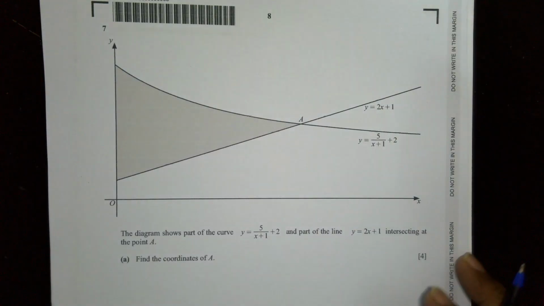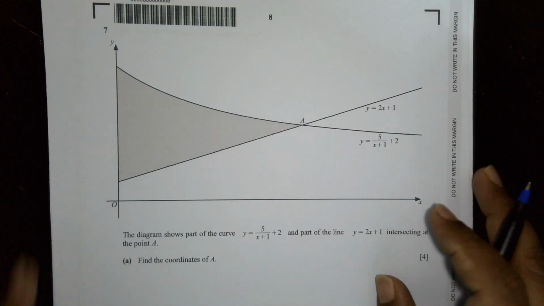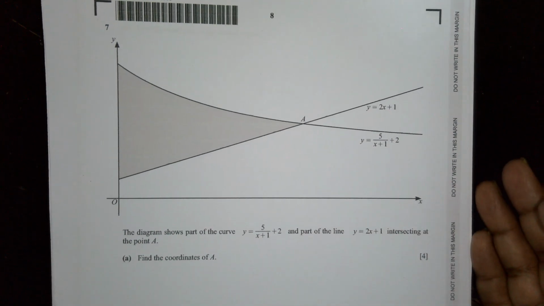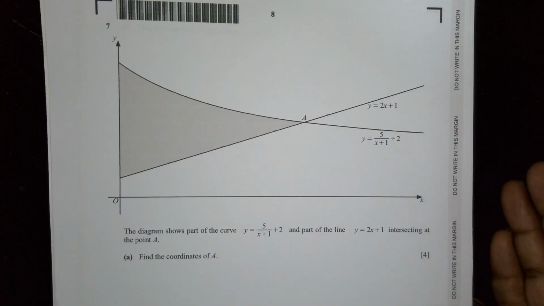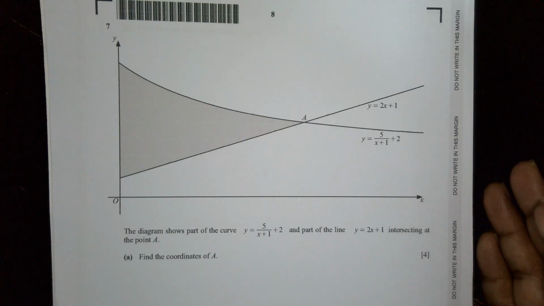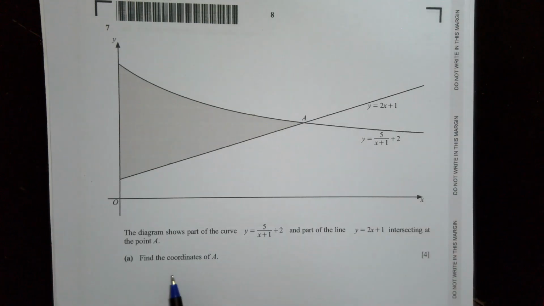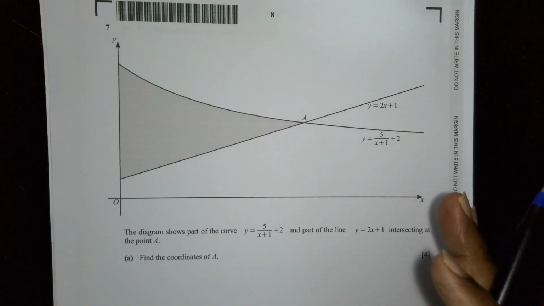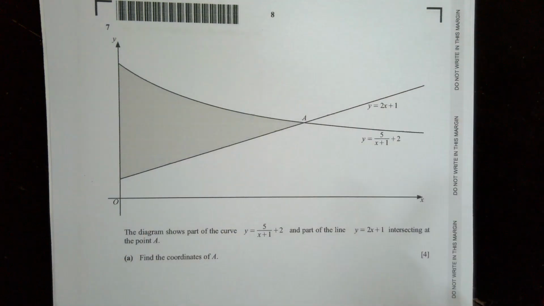So now we'll start solving question number 7, and looking at it, you can say this will definitely be an integration question. I don't know, only part A is visible. In part B, maybe they will ask to find the area of the shaded region. So let's read the question first.